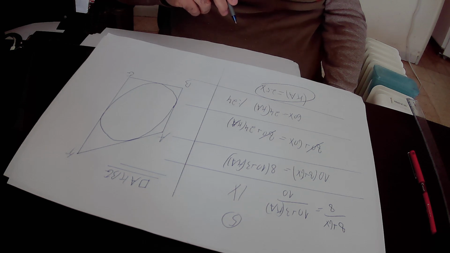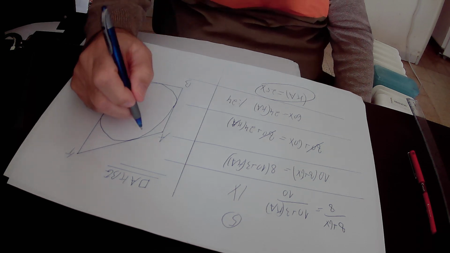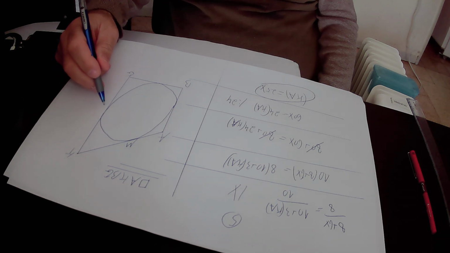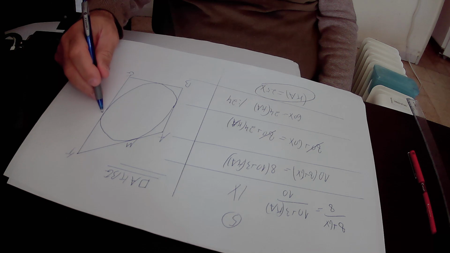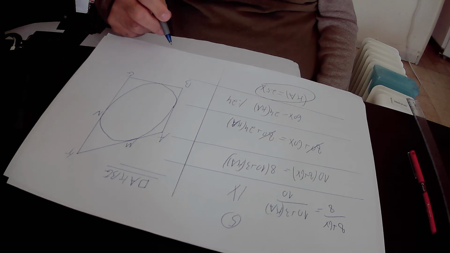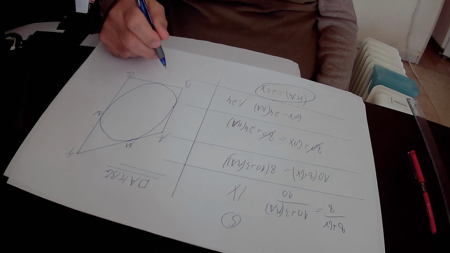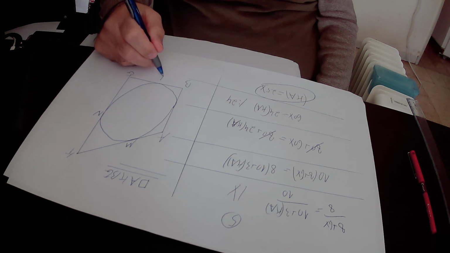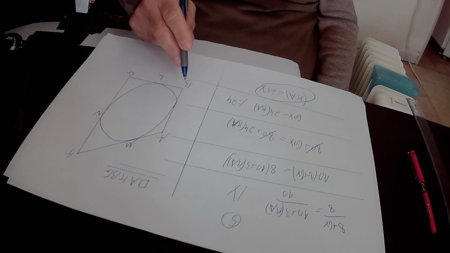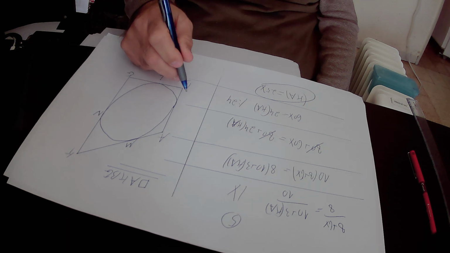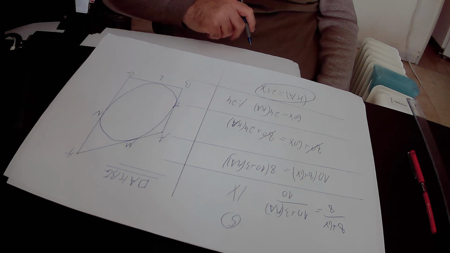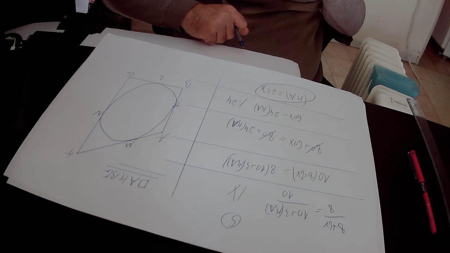We define the first point of tangency as M. We define the second point of tangency of the quadrilateral with the circle as N. We'll define the third point of tangency of the quadrilateral and the circle as L. And finally, we define the fourth point of tangency of the circle and the quadrilateral as T. Okay.